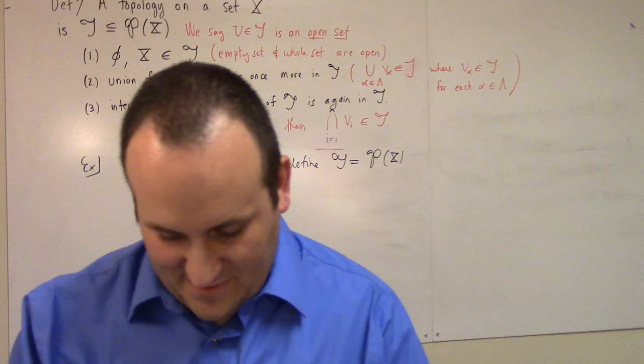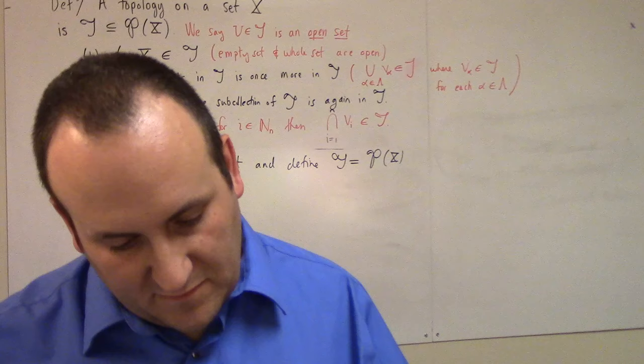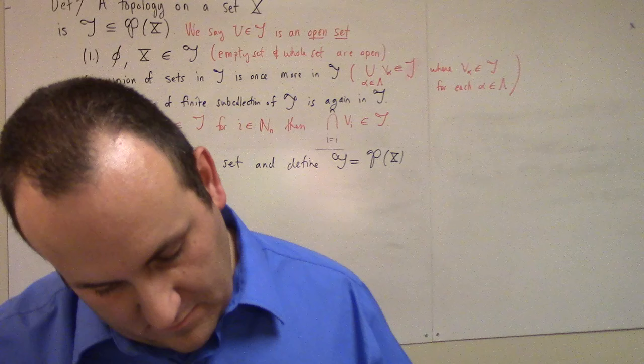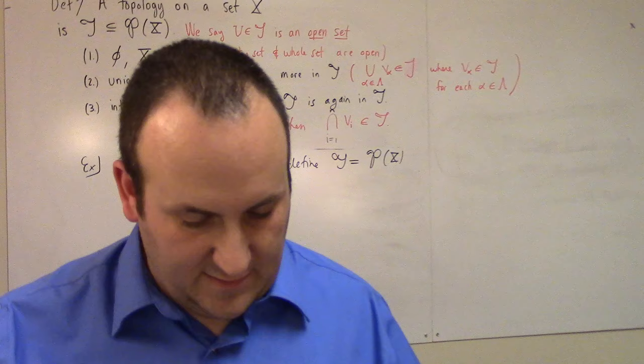This has a name. I think it's called the discrete topology by Munkres. Let me check a second here. I think I'm correct. It is on page 77 of the Red Munkres.